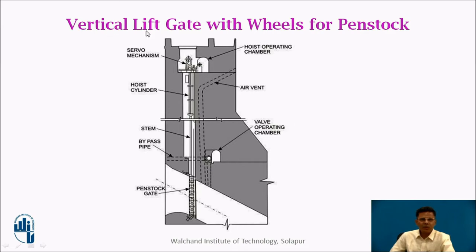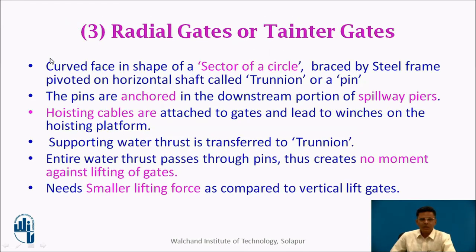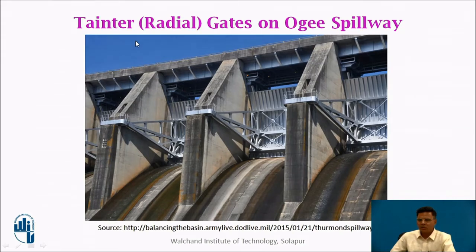Vertical lift gate can also be provided for the penstocks. Now the third important type is radial gates or tenter gates. Firstly, I will show you the picture. So these are the radial gates or tenter gates. These are the piers. This is a spillway, Ogee spillway, and this is a gate provided.